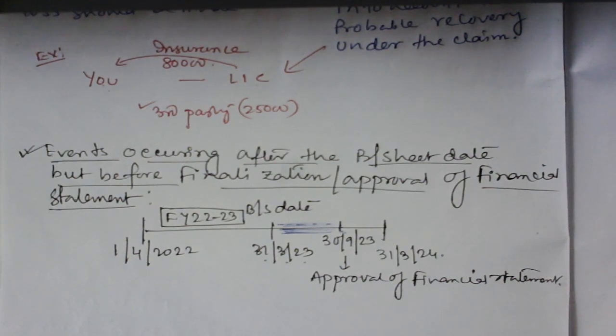So when we are discussing this point, you should remember this diagram. It will be very easy for you to cope with this. The whole discussion when we discuss the standard is whether the event occurring after the balance sheet date should be recognized in the current financial year or in the next financial year. That is the whole concept. Whether you have recorded something on the balance sheet date, on 31st March, or not, that is the biggest question. This is the important point to be noted down here.